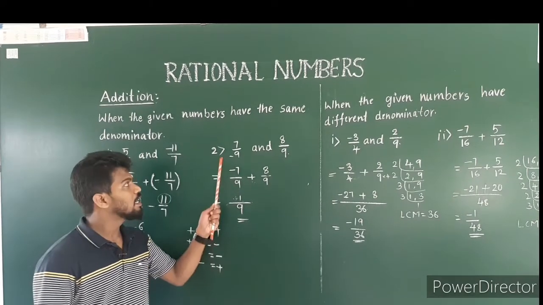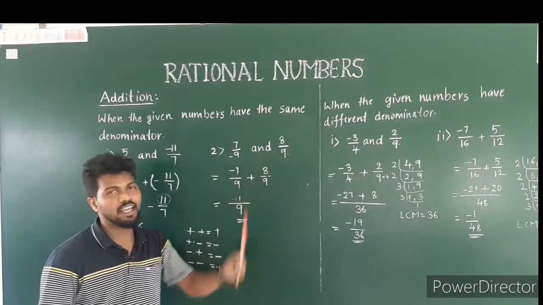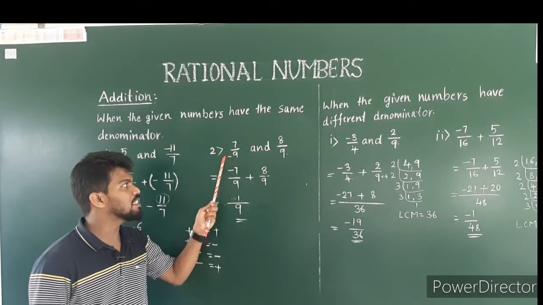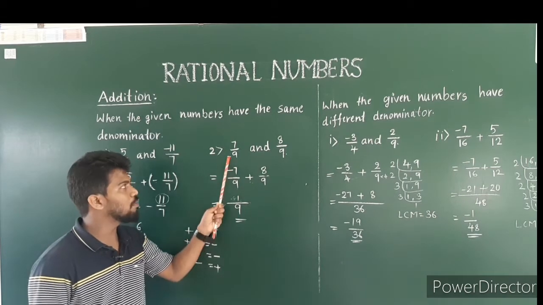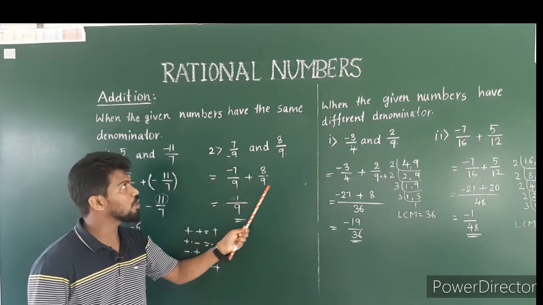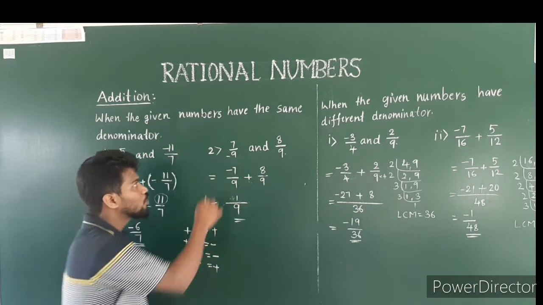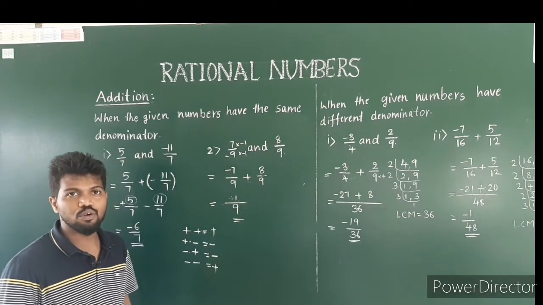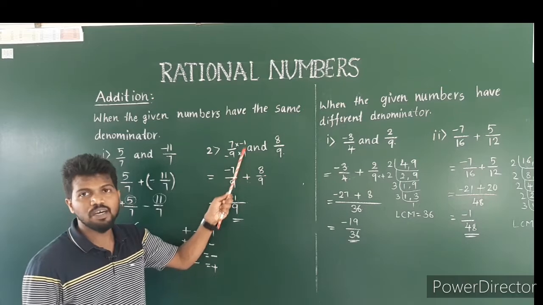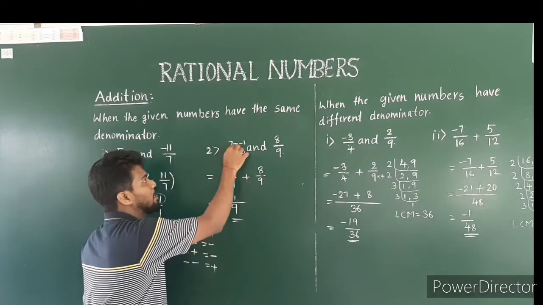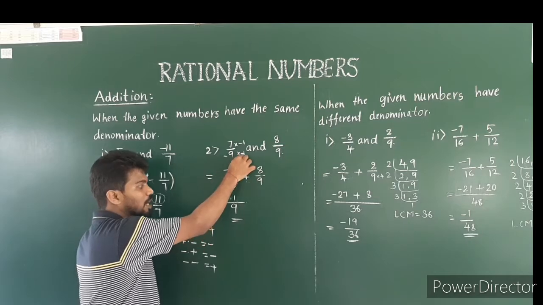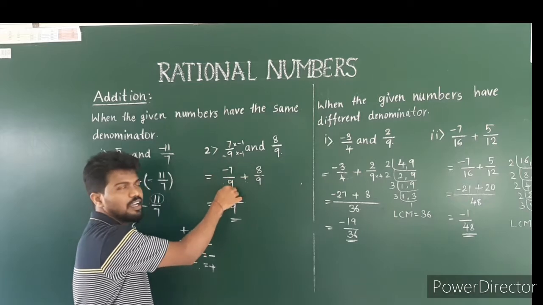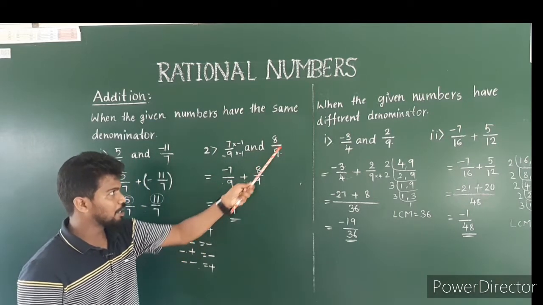Next problem, 7 by minus 9 and 8 by 9. You see that minus is in the denominator. So what do you do? You multiply by minus 1, both numerator and denominator. 7 into minus 1 you get minus 7. Minus into minus is plus, so it becomes plus, and 9 into 1 you get 9. So plus 8 by 9.